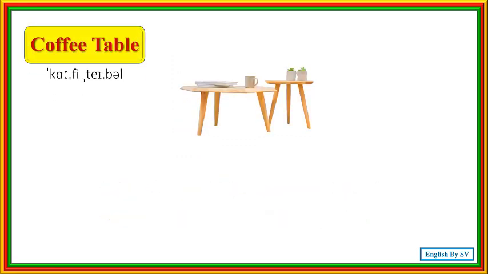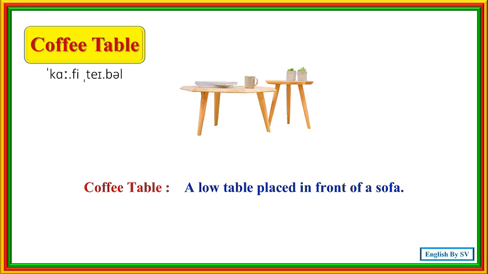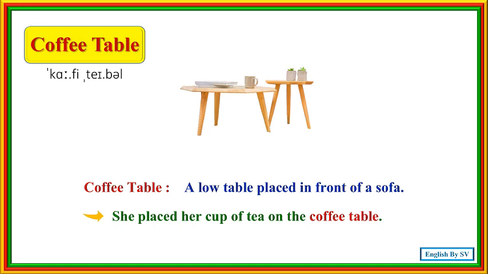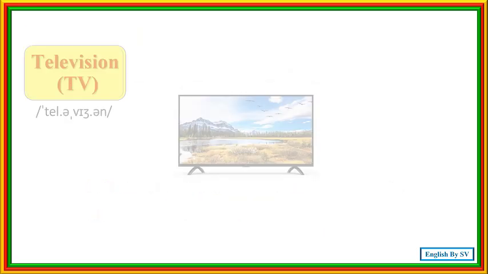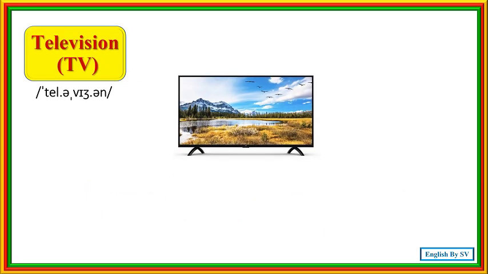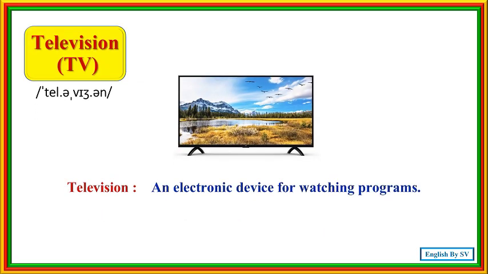Coffee table. A low table placed in front of a sofa. She placed her cup of tea on the coffee table. Television. An electronic device for watching programs. They watched a movie on the television.